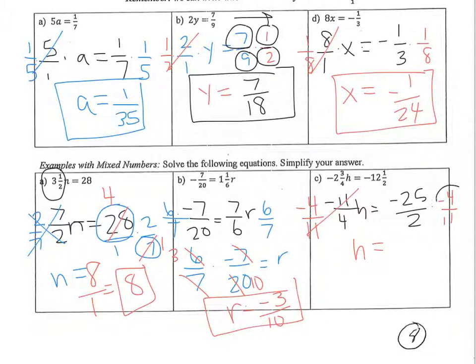You have a 4 and a 2. So divide them both by 2. This is going to be a 2 or negative 2. Now multiply across. Negative 25 times negative 2 is 50. And the bottom is 11. So there's our answer.